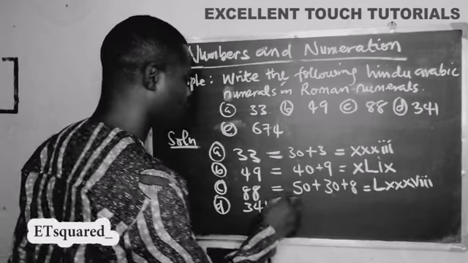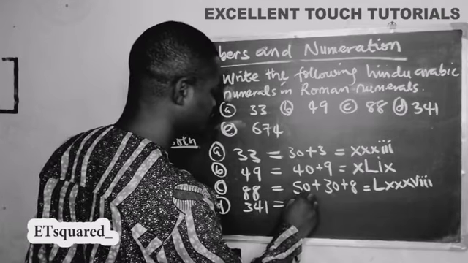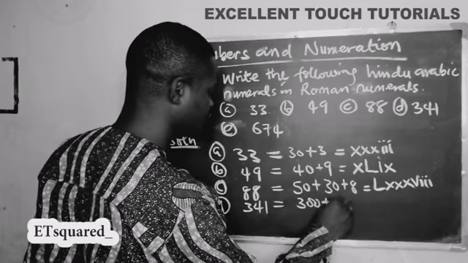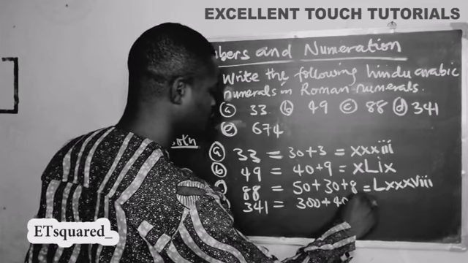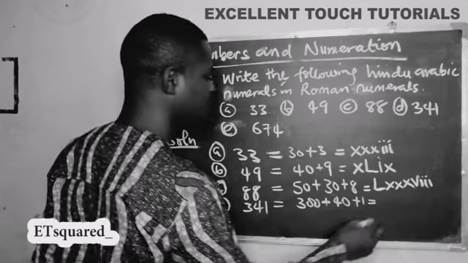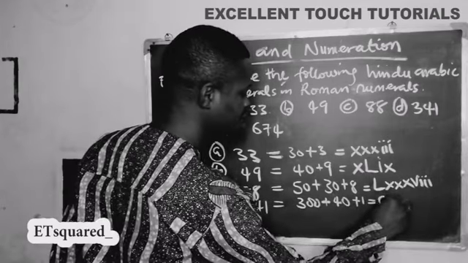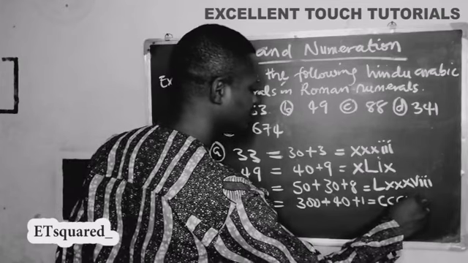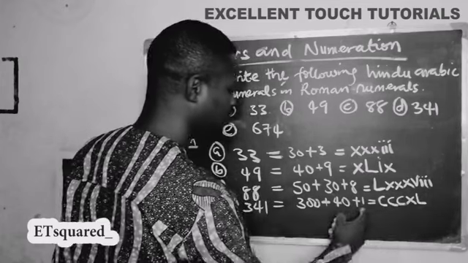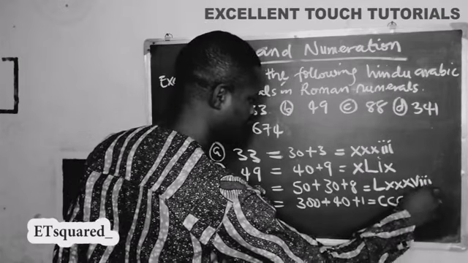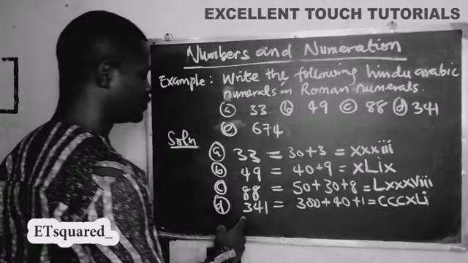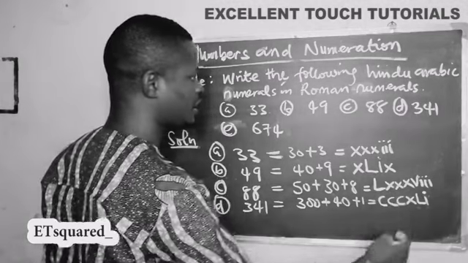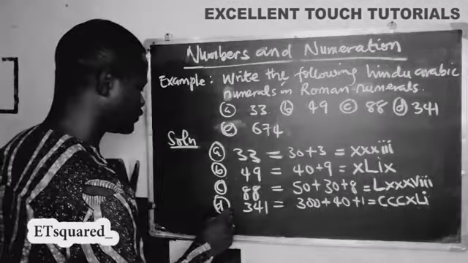341 is the same thing as 300 plus 40 plus 1. And 300 is CCC, that's 100 three times. 40 is XL. And 1 is I. Good. So 341 is CCCXLI. How about the last question right there?